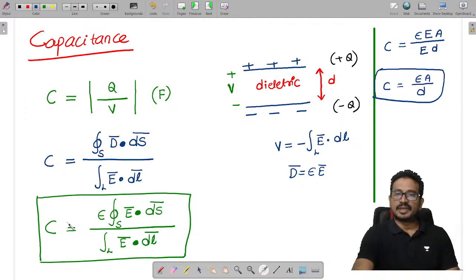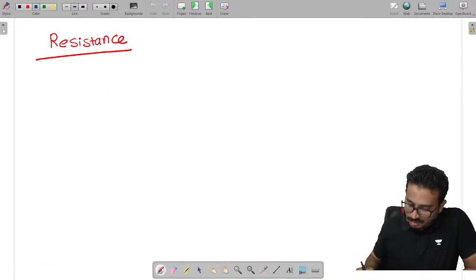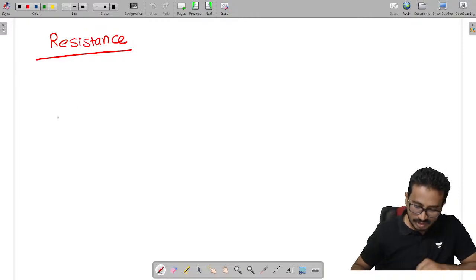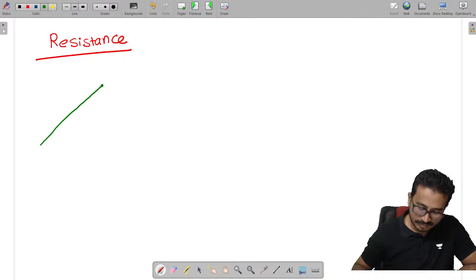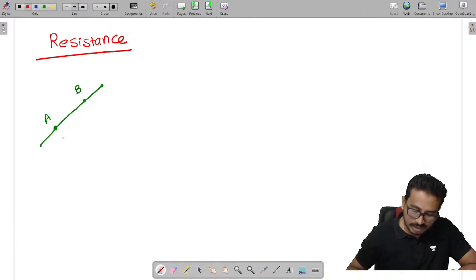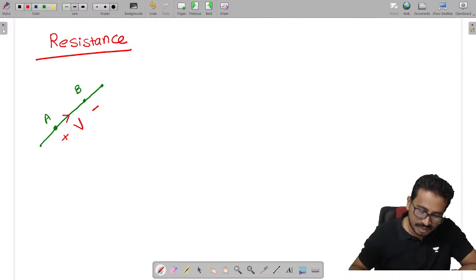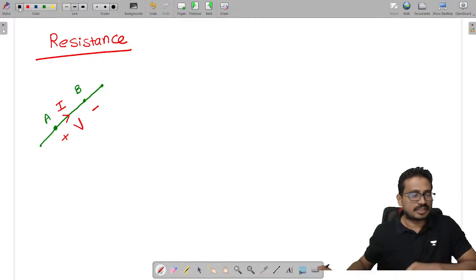Okay. Next. Now let's talk about the resistance. If we have some conductor like this, I have taken two points inside the conductor. Let us say this point is A and this point is B. If there is some potential difference between these two points, which I am calling V, there is a flow of current. The current will flow from higher potential to lower potential like this.